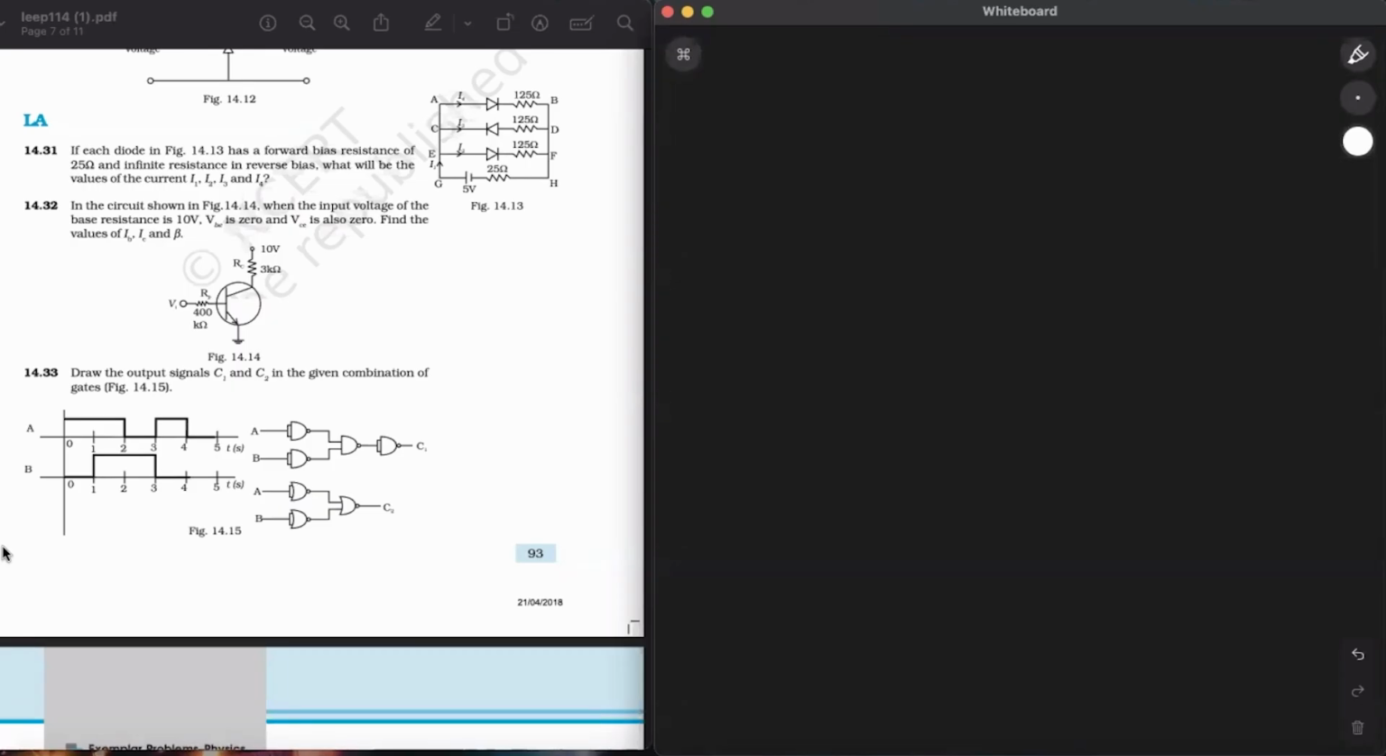Alright, so it is a simple question. Only the branch CD is having a reverse bias condition, so the current in that branch will be 0. I3 will be 0. I'll draw it over here and then I'll mark the currents. First I'll draw the circuit, okay? So I have a 5 volt over here. This is the positive part, this is the negative part.